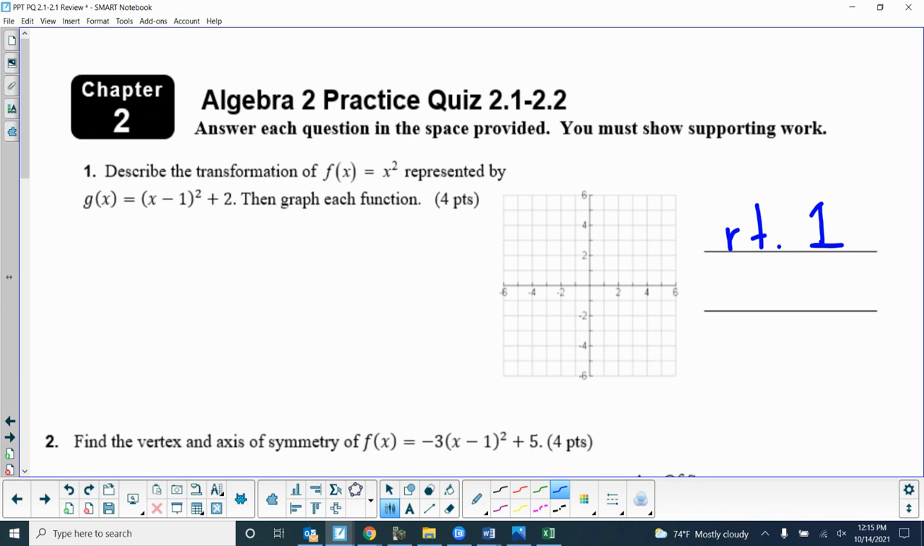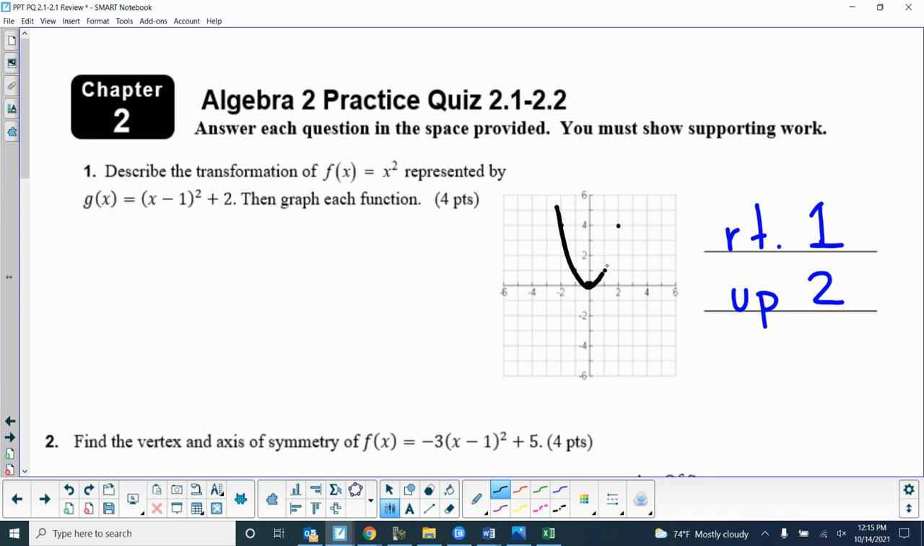Caitlin, what's this +2 telling us? Left 2. Or up 2. Yeah, up 2. The one with the x is the horizontal stuff, right? Because the x-axis is the horizontal one. The stuff that's on the ends or in the front of the whole thing, that's the y-axis, so that's the vertical movement. Okay? So, our parent function, we should know, for quadratics, parabolas, is 0, 0, 1, 1, -1, 1, 2, 4, and -2, 4.